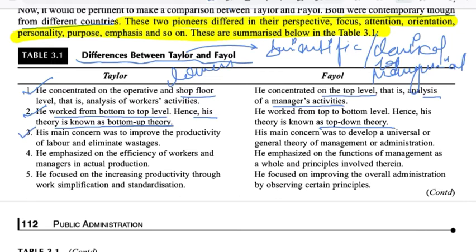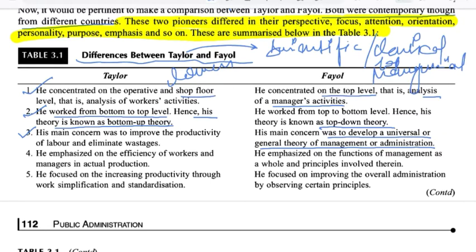Taylor's main concern was to improve the productivity of labor and eliminate wastage. Taylor clearly mentioned that if an employee is productive, then we should keep them. Otherwise, eliminate the wastage, meaning eliminate the inefficient worker from the organization. While Henry Fayol's concern was to develop a universal or general theory of management and administration.